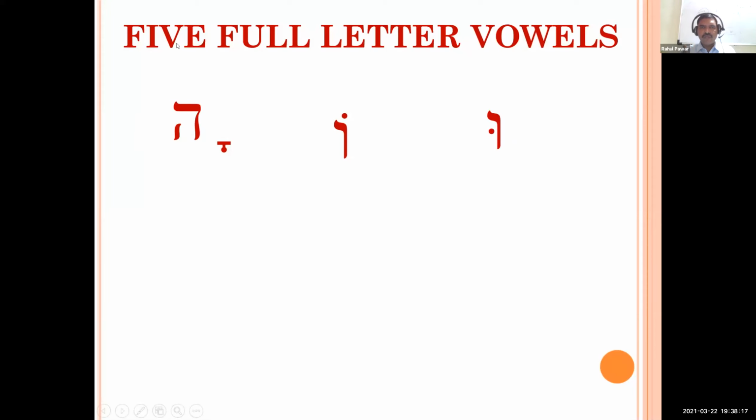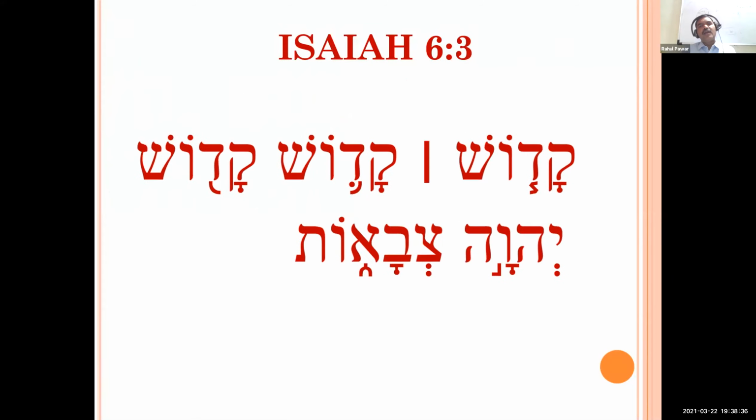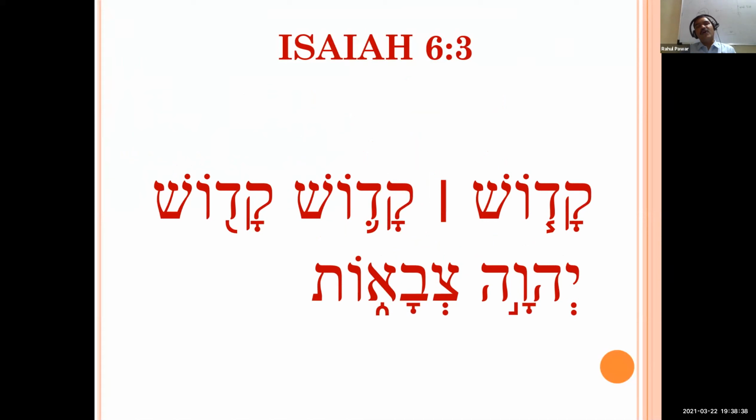So the five full-letter vowels, that is Qamets He, Holam Vav, Shurek, Hirek Yod, and Sere Yod. These are the five full-letter vowels we have seen. Okay, we are going to finish. Whatever vowels we have learned, we'll try to read this. Can anyone try from here?